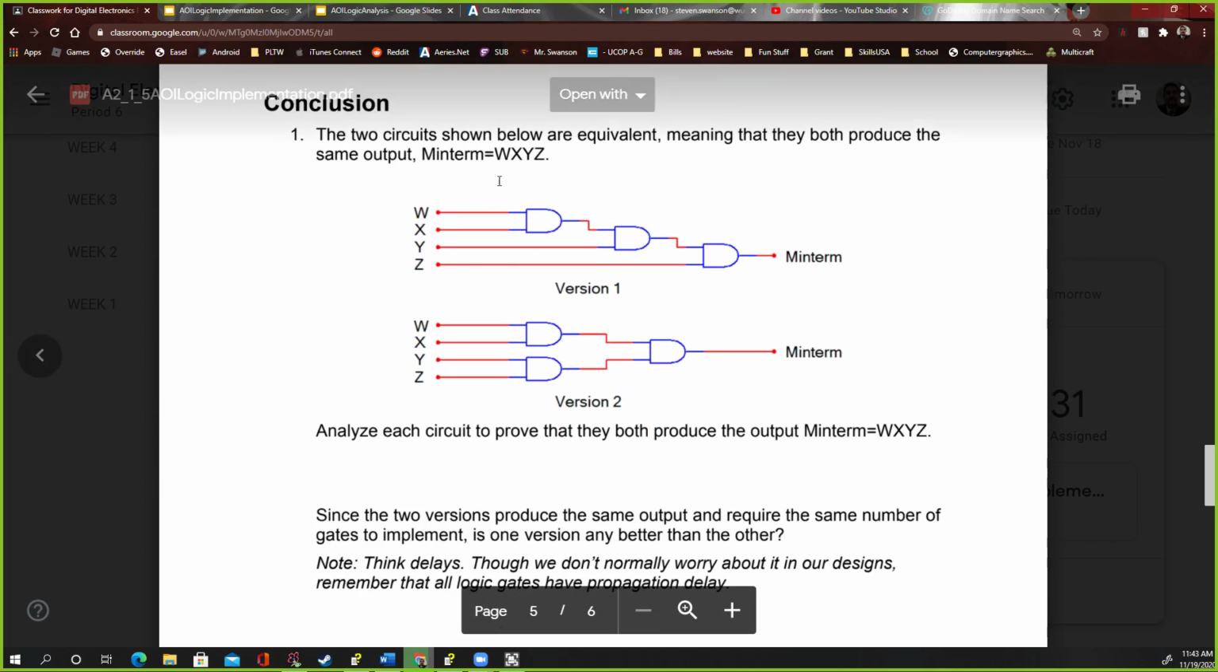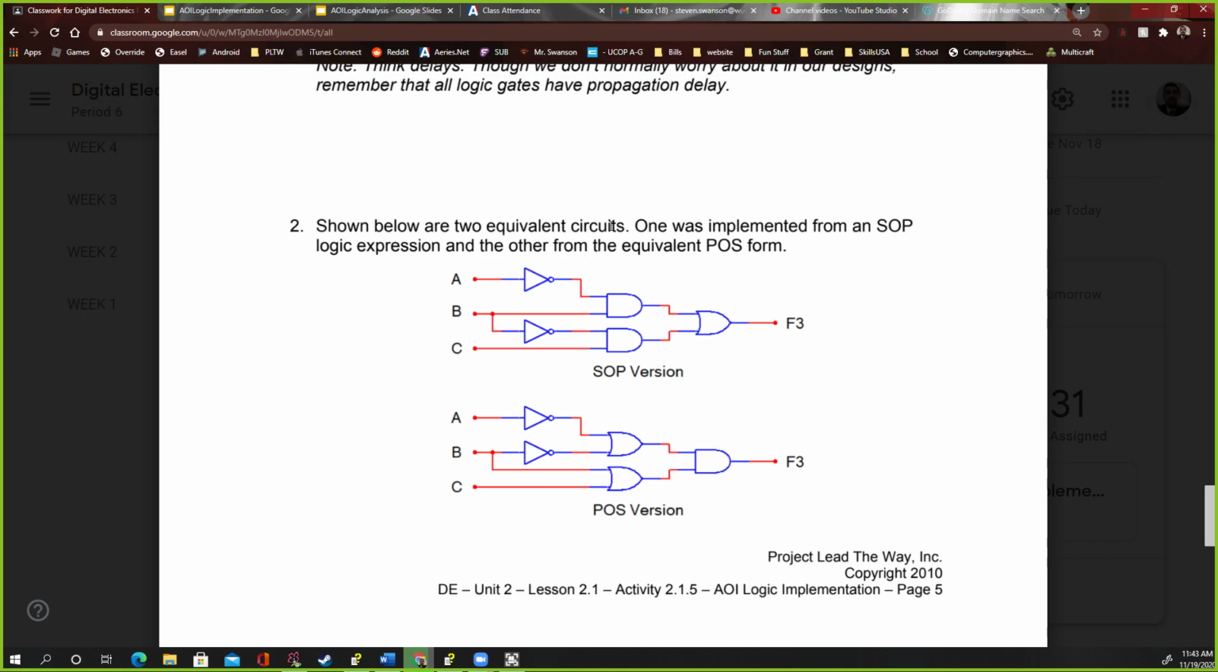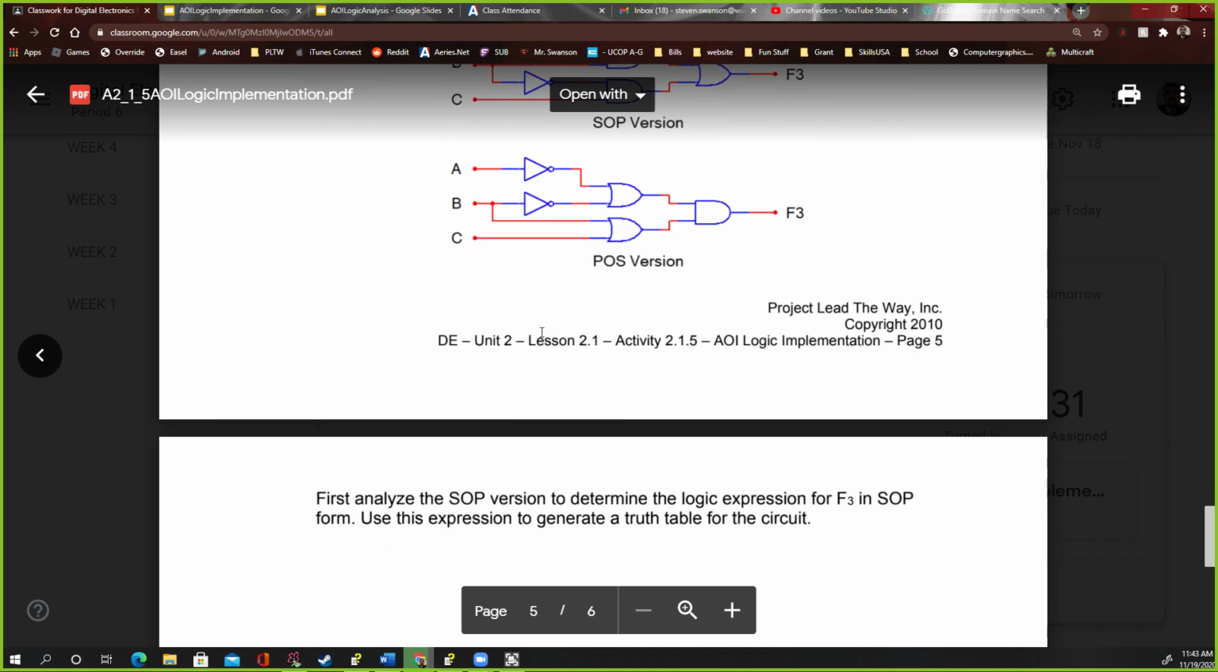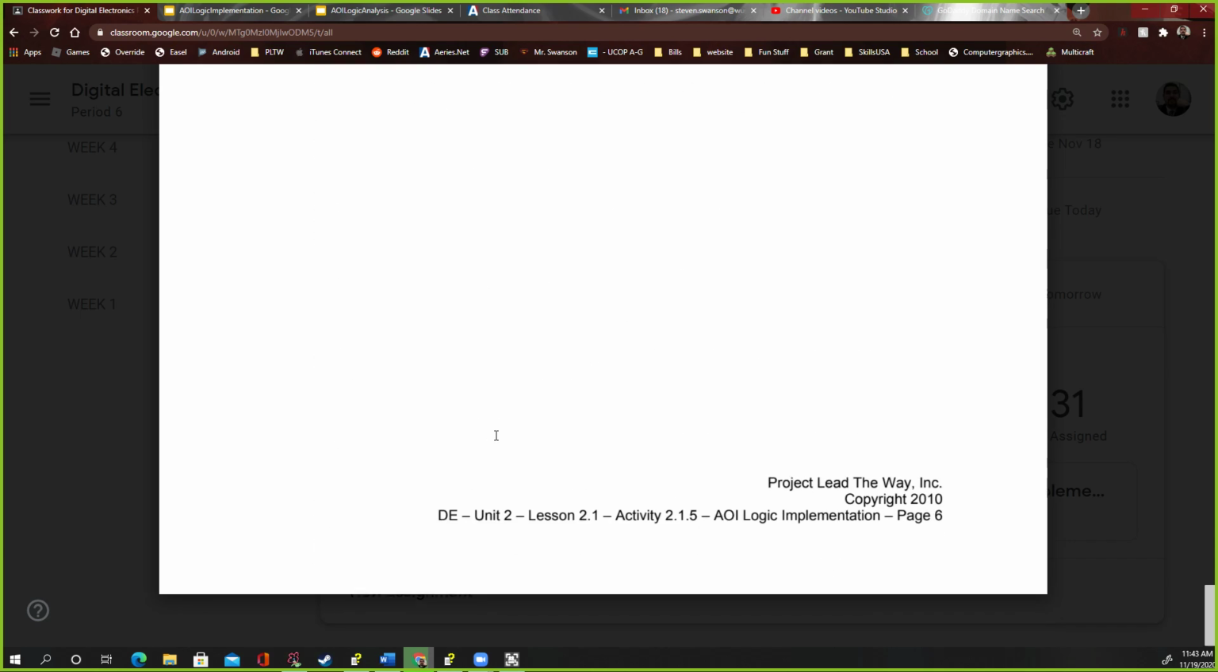And just go down to the conclusion and do this one, the conclusion. And shown below are 2 equivalents. Don't even worry about this because they're comparing SOP versus POS. But we're not doing POS, so don't even worry about that. You can skip this conclusion. And then it says, first analyze the SOP version. Yeah, but that's all part of that same one. So you can skip the rest of this.